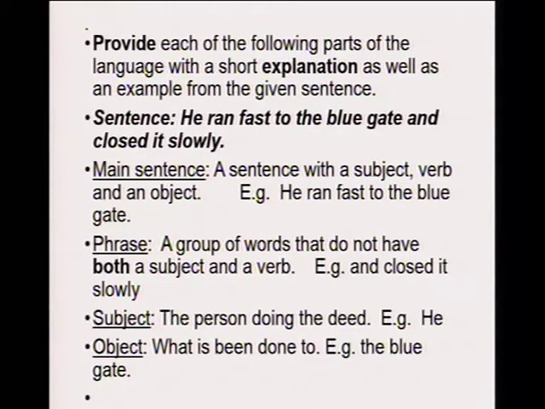The subject is the person doing the deed. We did that already. That's he. He is the person doing it. The object is what is being done to. He, and the verb he did is ran fast, and to what? To the blue gate. So the object is the blue gate.